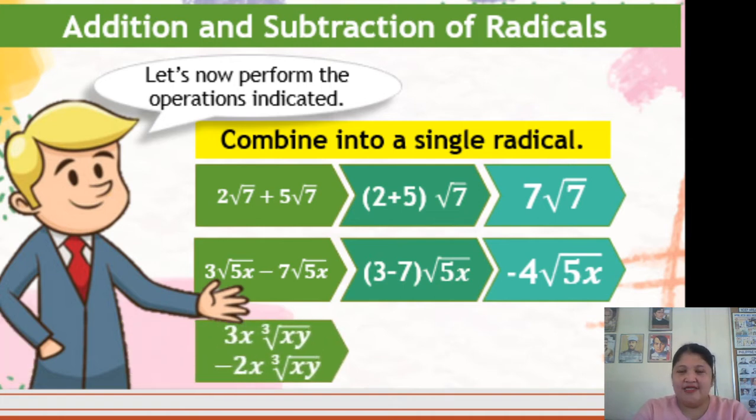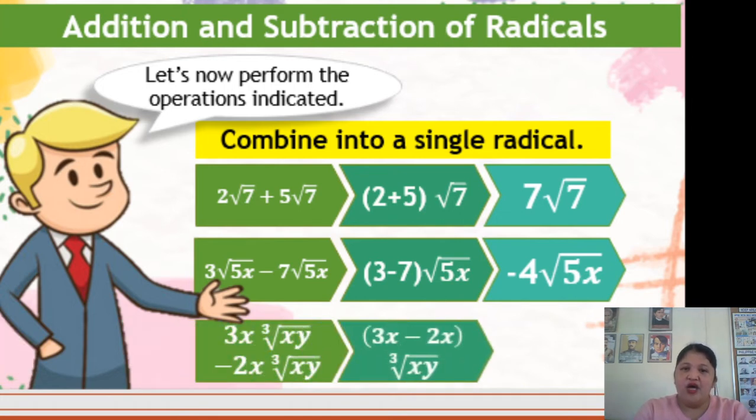Our last example, we have 3x cube root of xy minus 2x cube root of xy. The cube root of xy is also the same, so we can combine them into a single radical. So 3x minus 2x and cube root of xy. We already combined the two given radicals. The final answer would be x cube root of xy. So it's easy, class. You can follow.